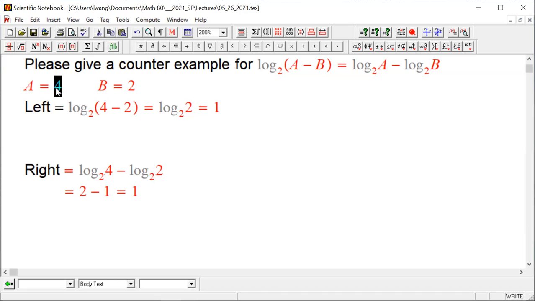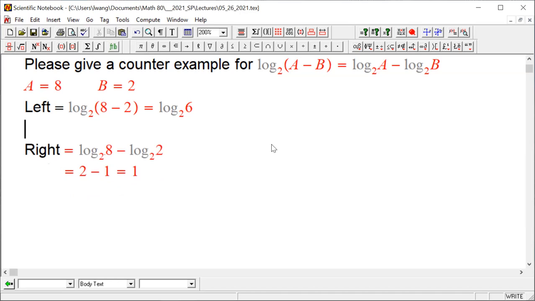So how about I choose 8? Now this time it's a 6, and that's not equal to 1. Just keep looking, keep playing with those numbers. Some numbers may support it, some numbers do not. You follow me? But if it's false once, it's false. You only have to find a case that's false. I already told you it's false, so you must be able to find a case that's false.